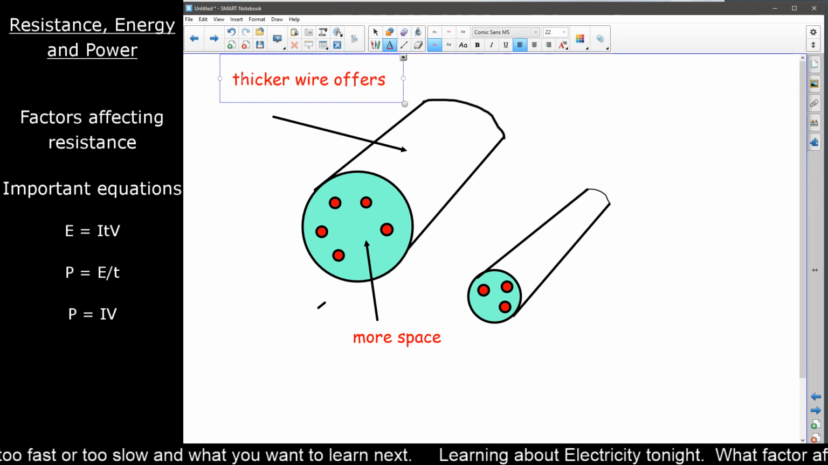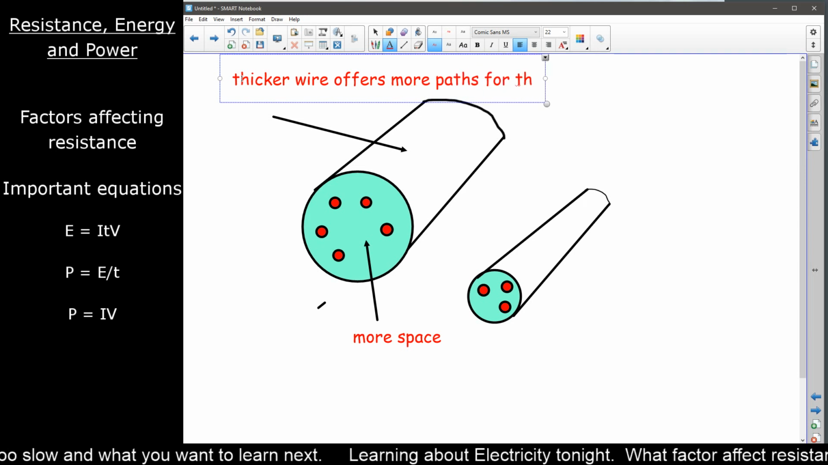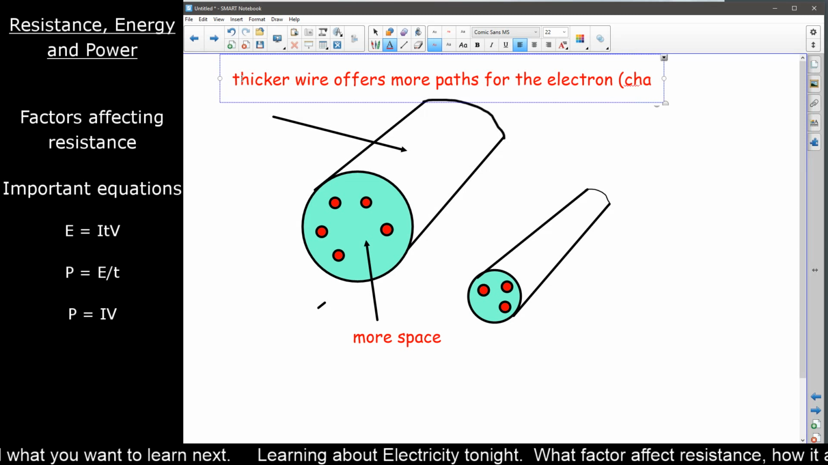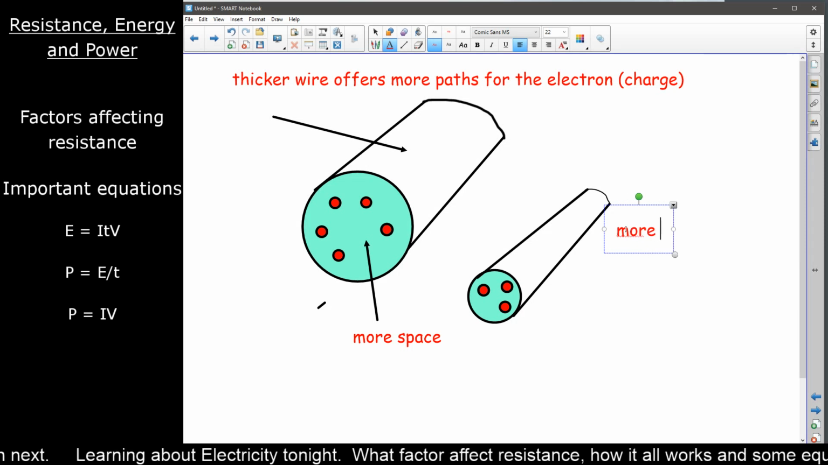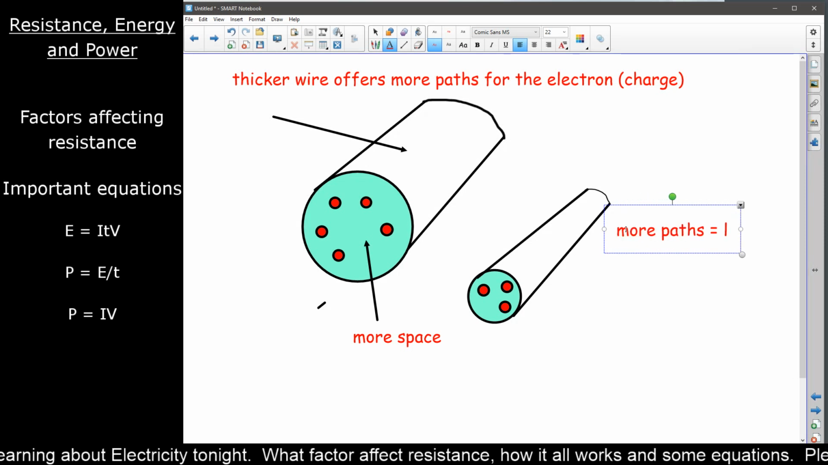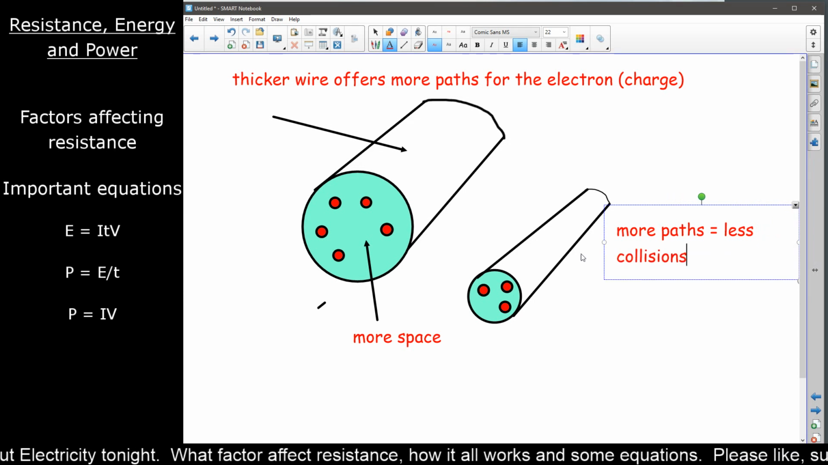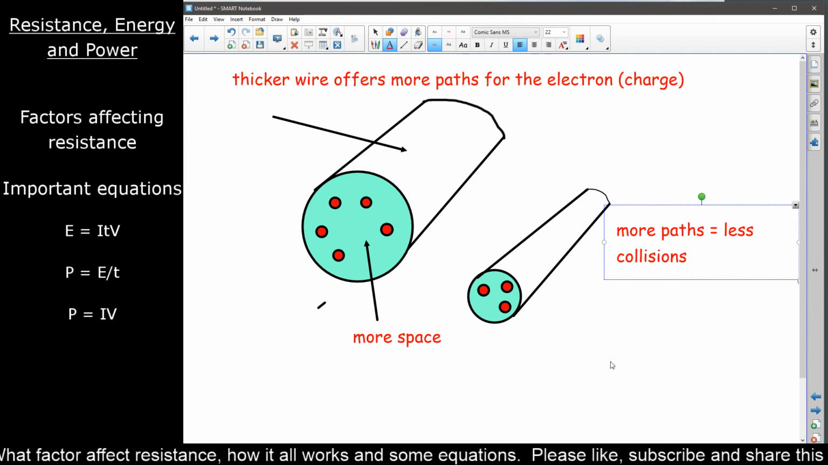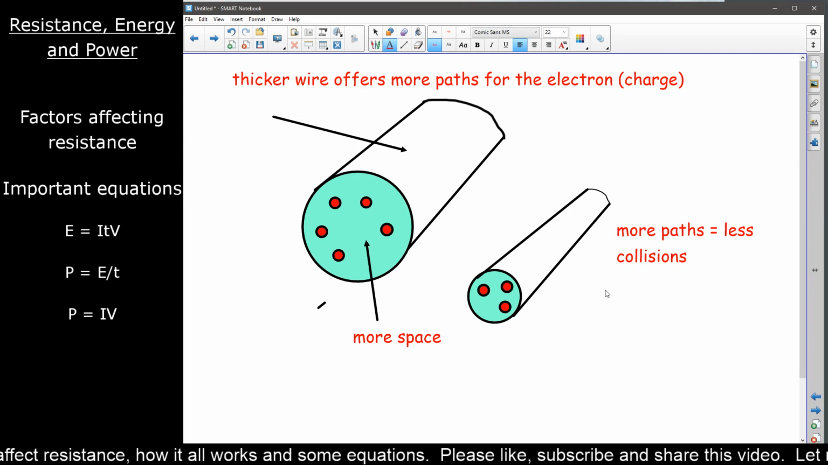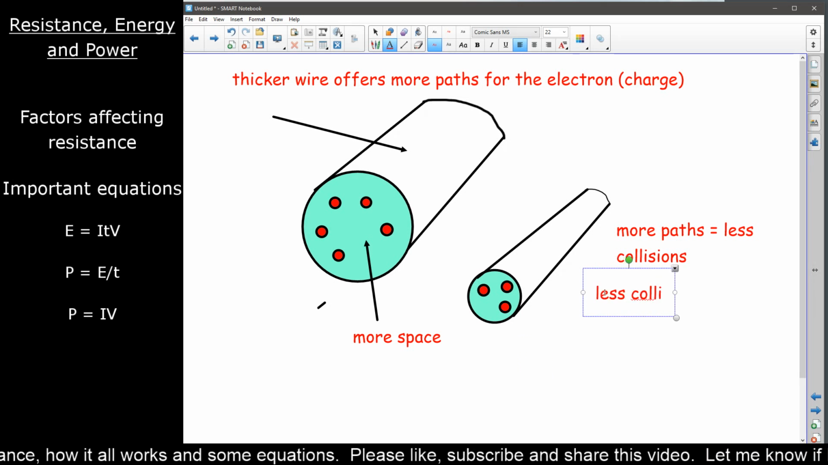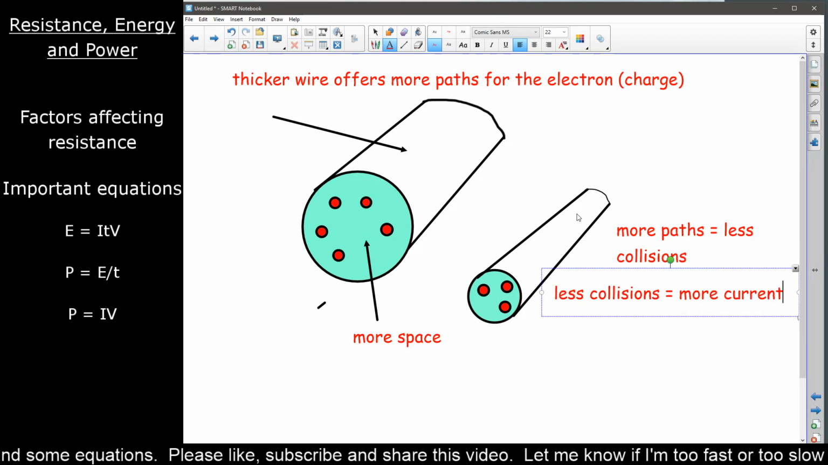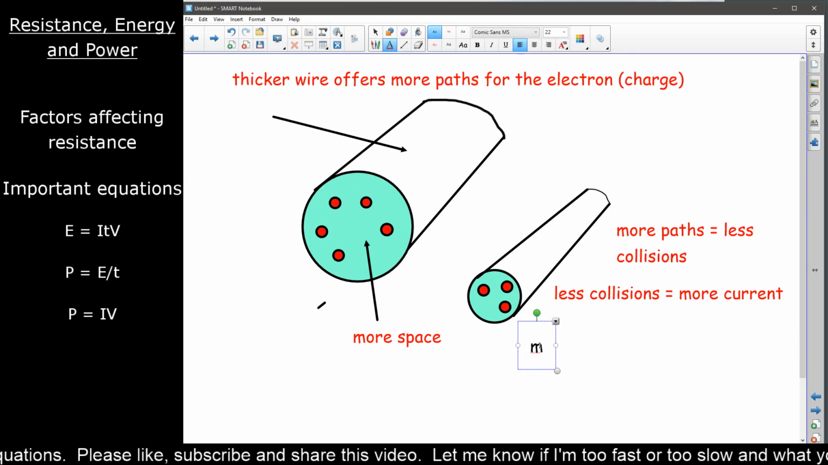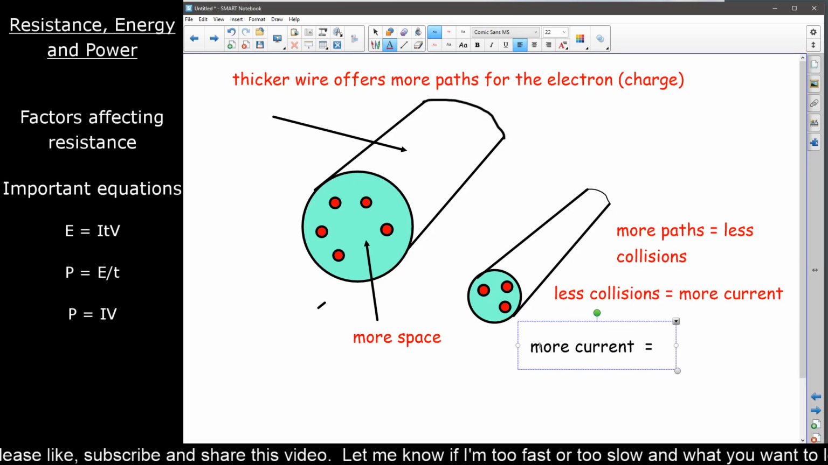offers more paths for the electron, or whatever charge it happens to be that you're using. More paths equals fewer collisions, right? There's going to be less impact here. More electrons are going to get through this one here than are going to get through this one. Fewer collisions equals more current. And from before, that means that more current equals less resistance.